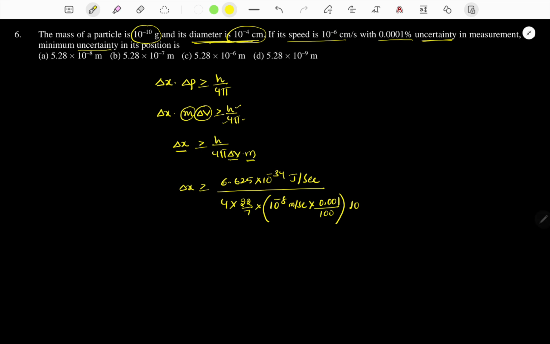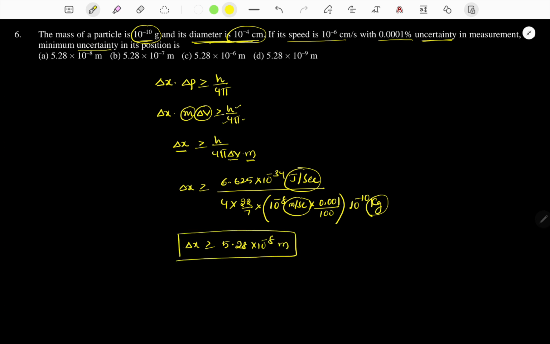So here it is given 10 power minus 10 grams, and we have to take 10 power minus 10 kg. So here we should be careful about the units: meter per second, kg, and joule per second. Therefore, the corresponding delta X value we will get is 5.28 into 10 power minus 8 meters. So that is the uncertainty in position.